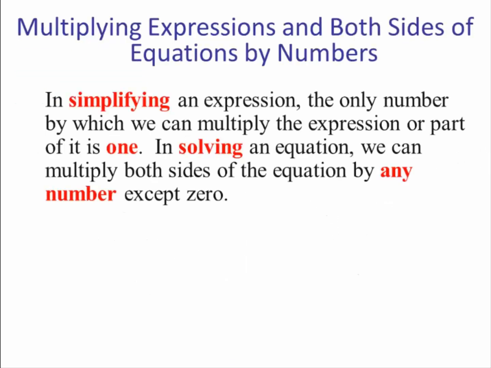In simplifying an expression, the only number by which we can multiply the expression or part of it is 1. In solving an equation, we can multiply both sides of an equation by any number except 0. So this is one way that expressions differ from equations.